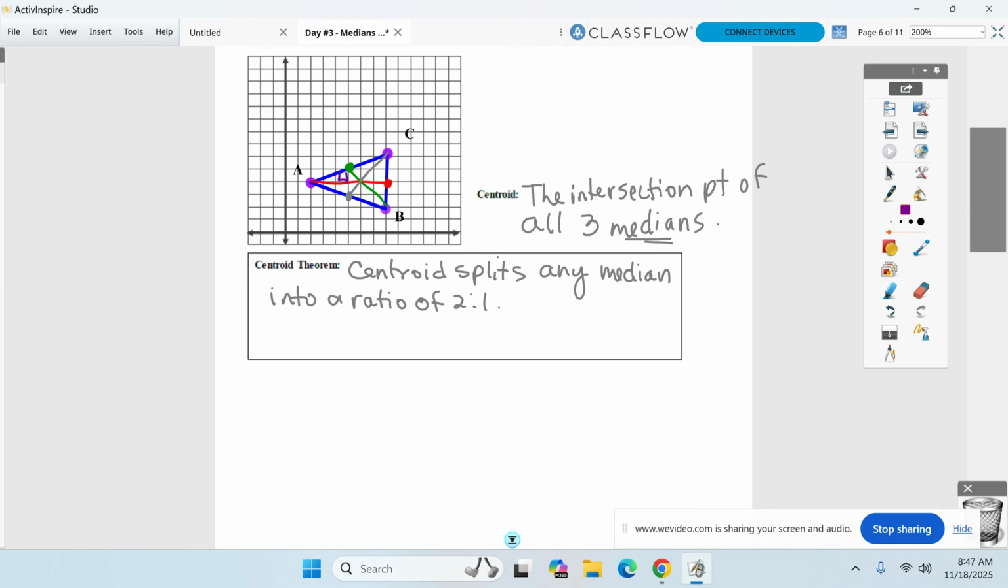Now, same median there. Can you count how long it is from the centroid to the midpoint? 2. Oh, 4 to 2 splits it into a ratio of 2:1. Meaning, this part right here, from the vertex to the centroid, will always be double the length of the other side. That's what I mean by 2:1. Everyone see 4 is double 2?